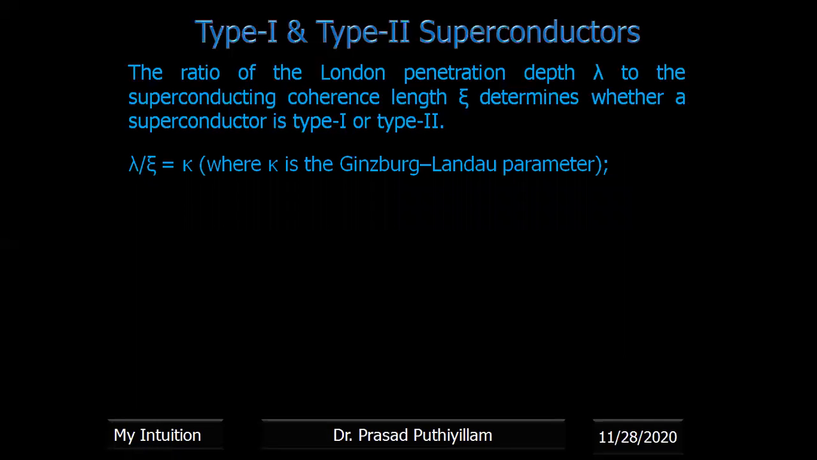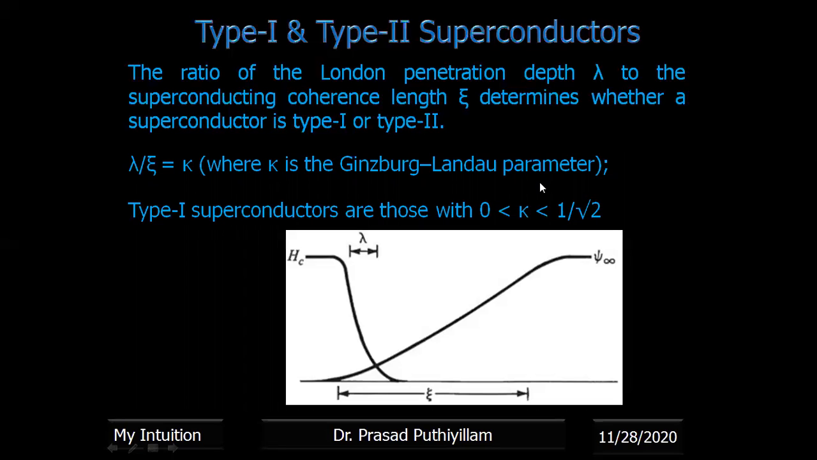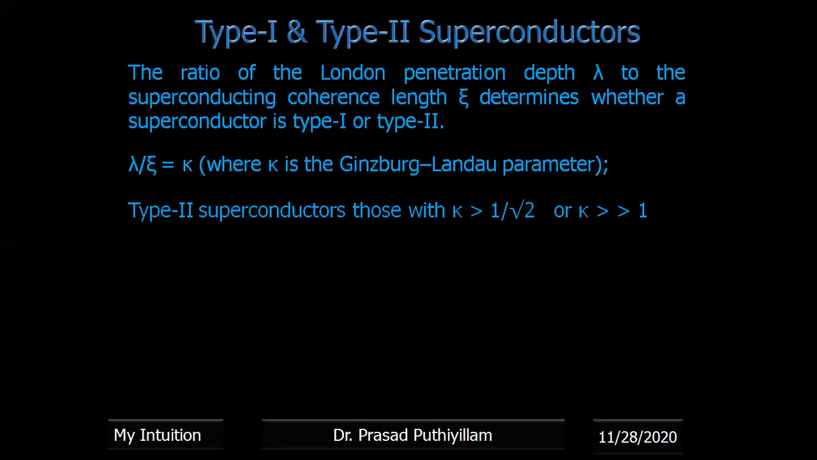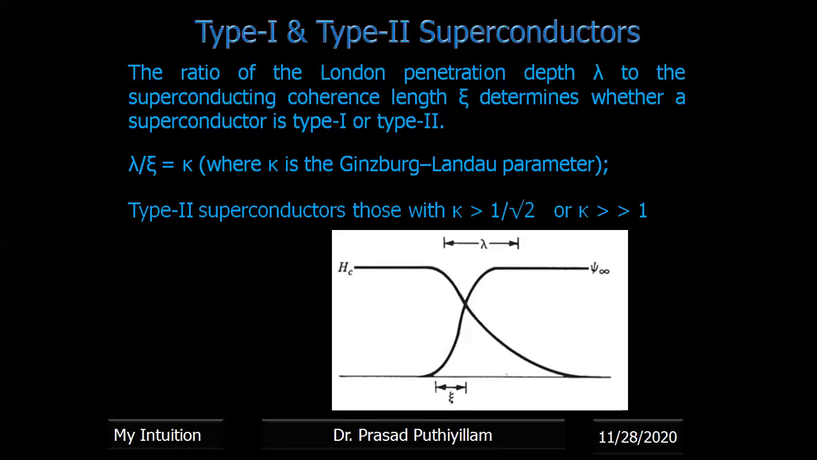The ratio of the London penetration depth to the coherence length, that value K, is known as the Ginzburg-Landau parameter. Based on that, if the value K is higher than 0 but less than 1 by square root of 2, then we call it a type 1 superconductor, or you can say K is less than 1. If K is greater than 1, or greater than 1 by square root 2, we call it a type 2 superconductor.